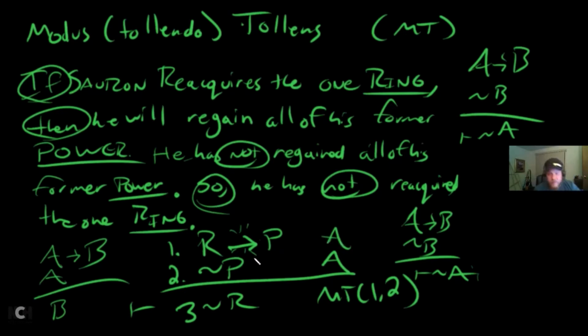But modus tollens works this way. You've got an arrow. Look at the right side. Do you have its contrary? Yep. P and not P are not friends. So if you're saying this leads to this, and you don't have this, well then you must not have had the first thing in the first place. And that's the way modus tollens works.